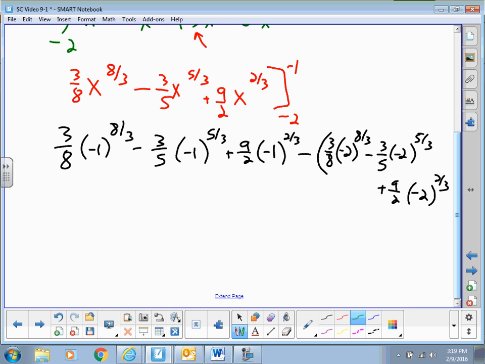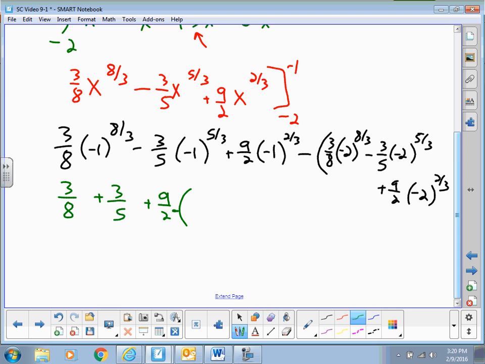Cubed root of -1 is -1. To the 8th is +1, times 3/8 is just 3/8. Cubed root of -1 is -1. To the 5th is a -1, times -3/5 would be +3/5. And then we'll get a +1 back when we raise it to the 2/3, so we'll have plus 9/2. Oops, so we got our minus.